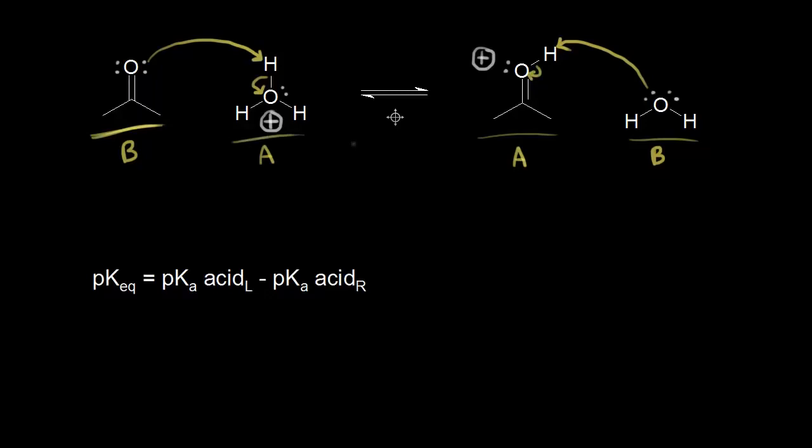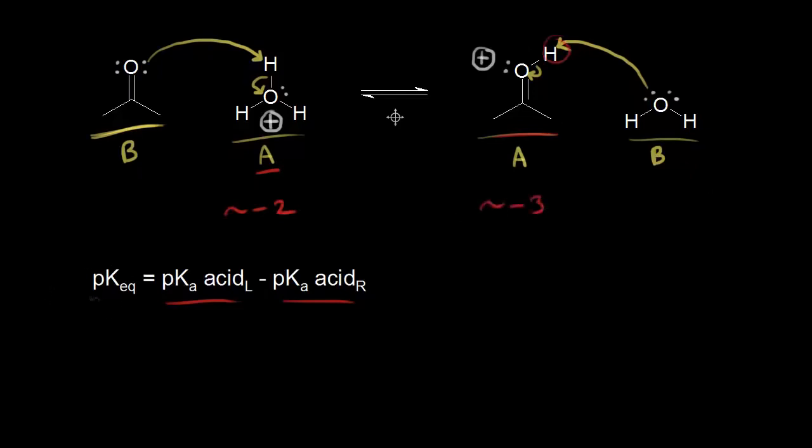To use our pKa values to predict the position of equilibrium, we need to find the pKa for the acid on the left, and from that we subtract the pKa for the acid on the right. The acid on the left is hydronium, and hydronium has a pKa of approximately -2. The acid on the right is right here, and the pKa for this proton is approximately -3.